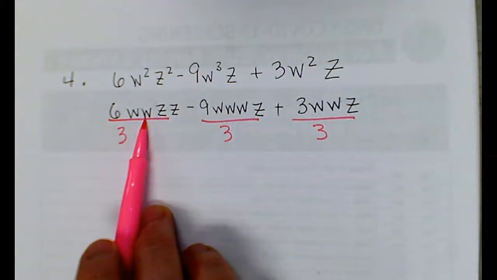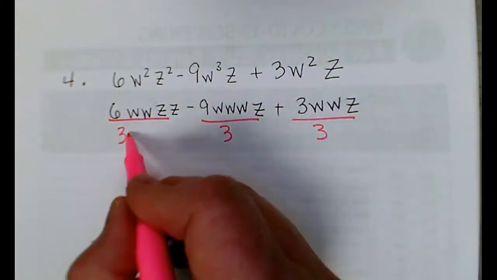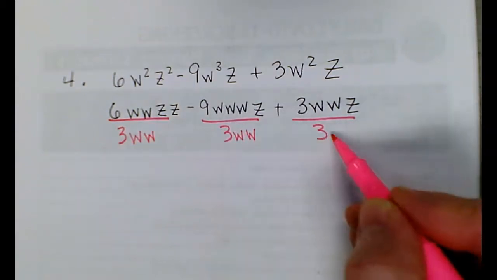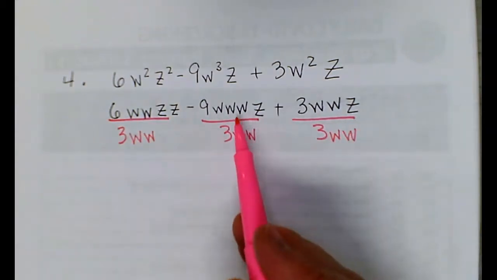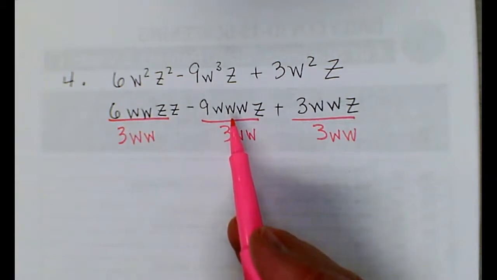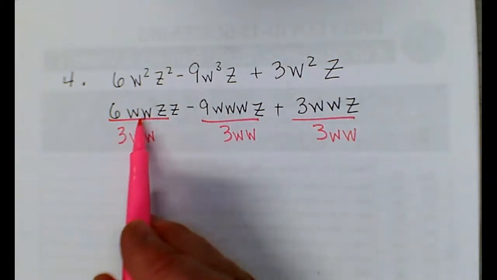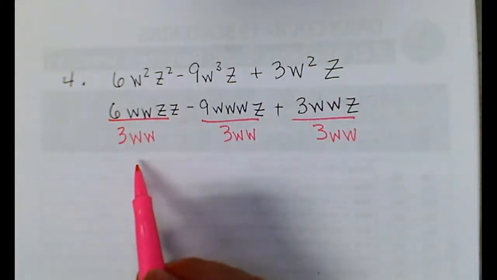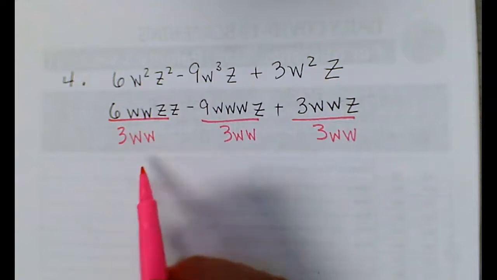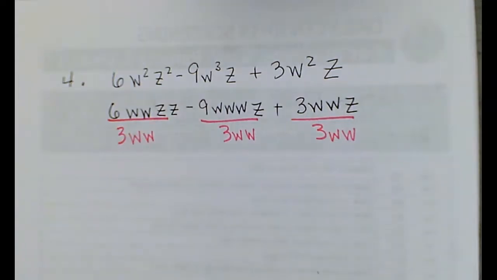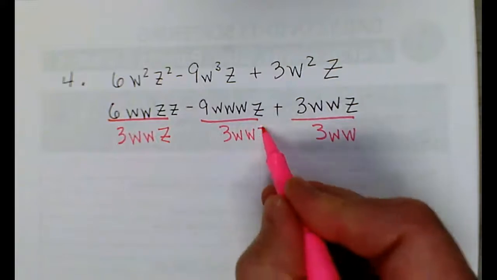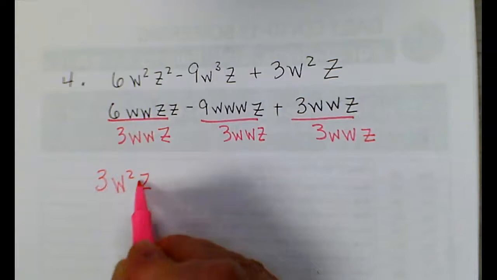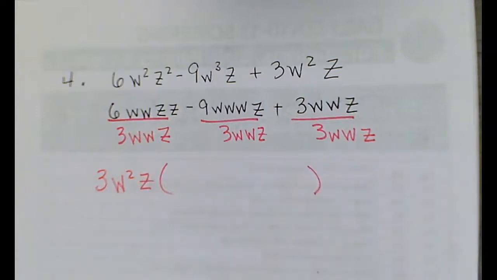This has a w, this has a w, this has a w, this has a w. This has at least 2 w's. This one has 3 w's. But I can't use 3 w's for my GCF because this only has 2. And if I use 3, then I would wind up with one down here in the denominator that didn't cancel out. And we don't want to have letters left over in the denominator. Do they all have a z? So 3w squared z is going to be my GCF.